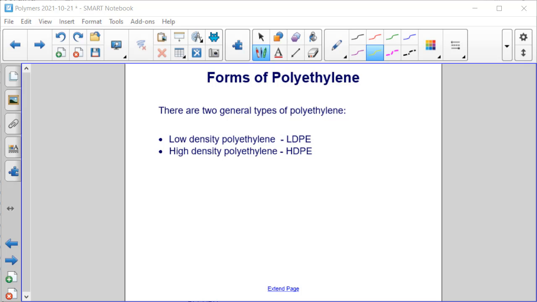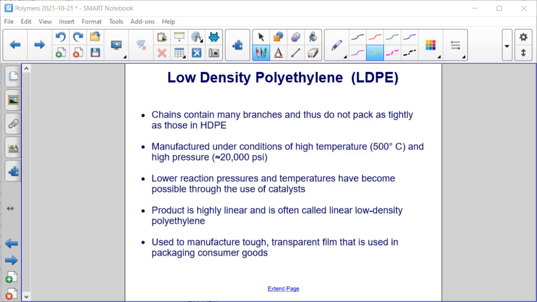There are two general types of polyethylene, low-density polyethylene, or LDPE, and high-density polyethylene, HDPE. Here are some facts about low-density polyethylene, or LDPE. The chains contain many branches and thus do not pack as tightly as those in HDPE.